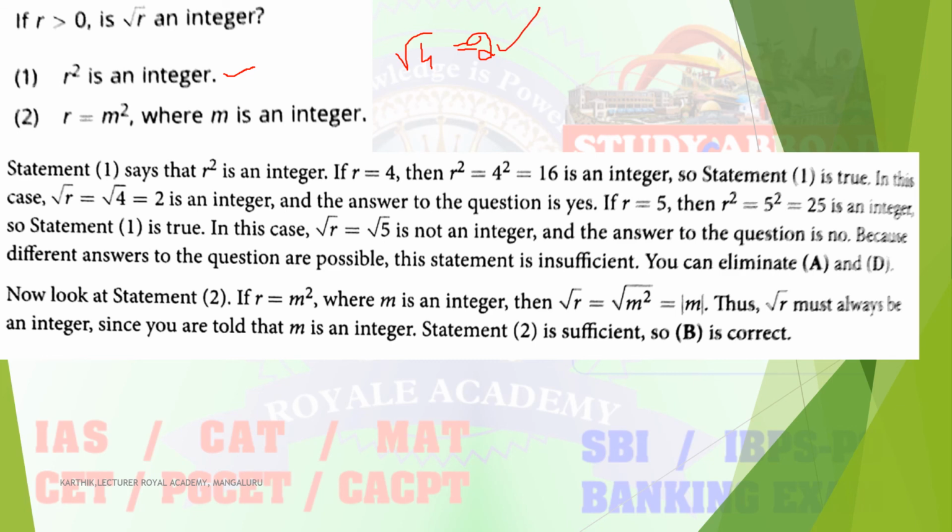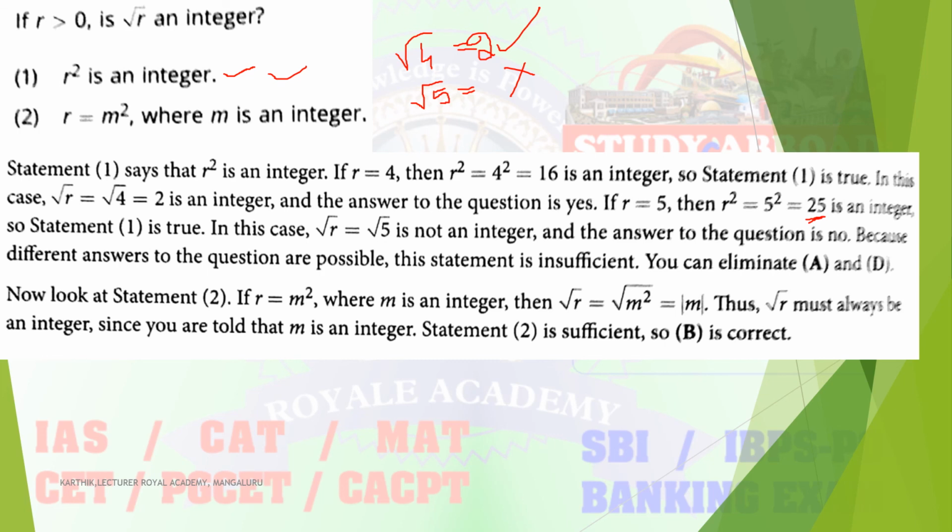Then take r is equal to 5, the second case. Once it is satisfied, you try the second case also. For r is equal to 5, r square is 25, and 25 is an integer, right? So it satisfies the condition. Then the square root of 5, is it an integer? No. You are getting two different answers from the first statement, so from the first statement alone you can't determine the answer. I hope all of you understood.